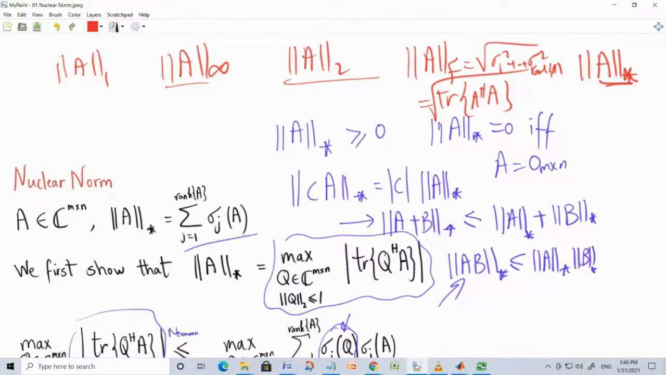Most likely, if you read a paper or a reference, you will encounter one of those norms. Of course, there are so many norms. Anything that satisfies the four properties will be a valid matrix norm, and definitely it will find some application here or there. Any question?